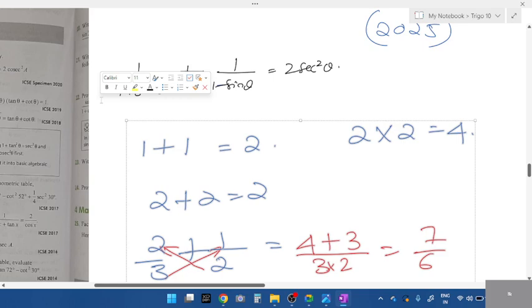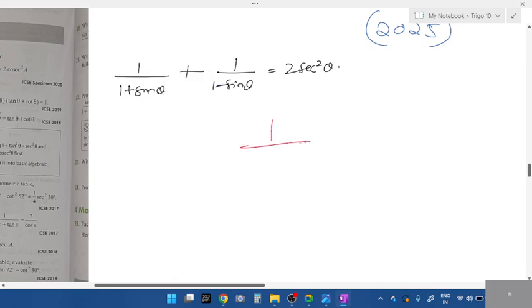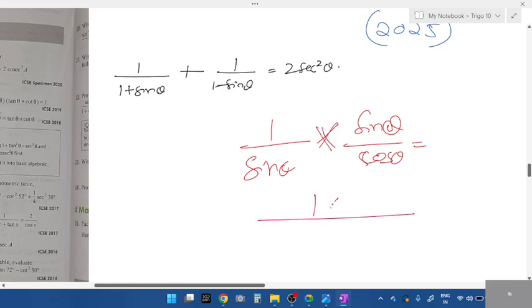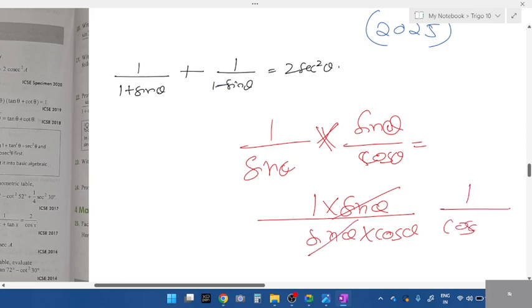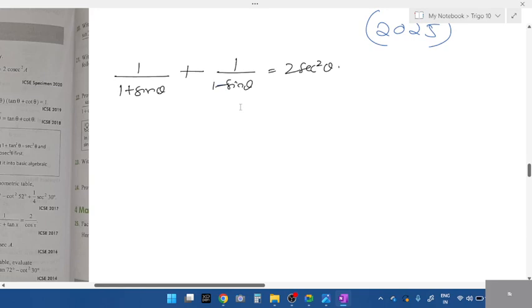For addition, we take LCM. When there is multiplication, 1 by sin theta into sin theta divided by cos theta. Now which one can we cancel? All of you will respond, students. Whenever there is multiplication, you can write it together: 1 into sin theta divided by sin theta into cos theta. Which one can we cancel? Sin theta and sin theta. What is left? 1 by cos theta. Yes. Try this. Take LCM and try this.